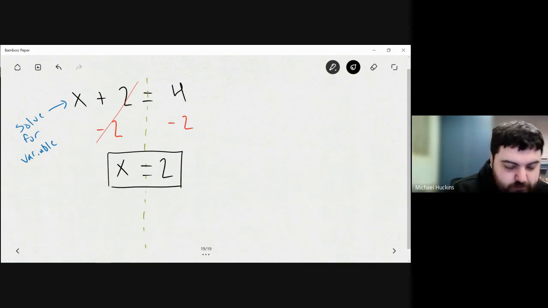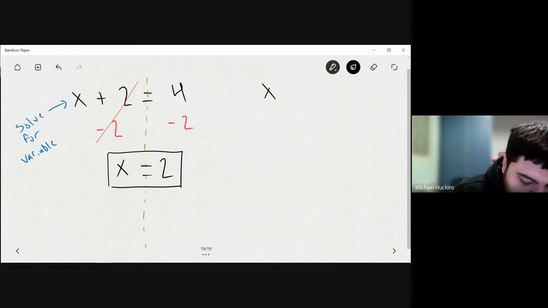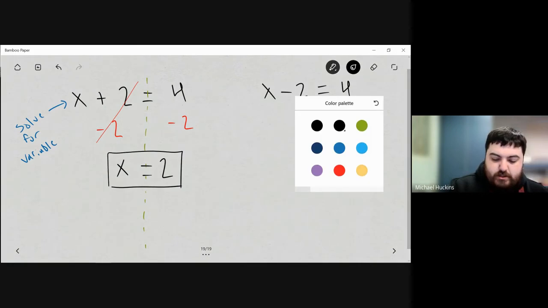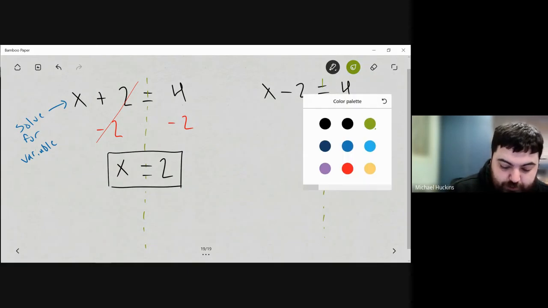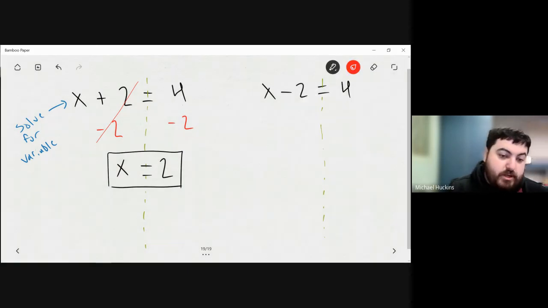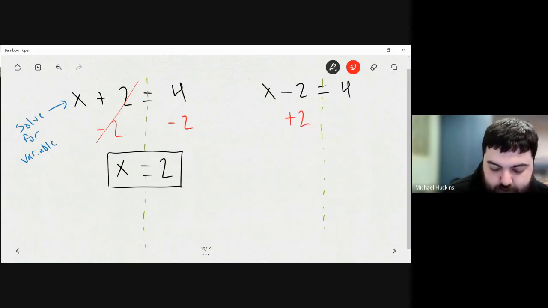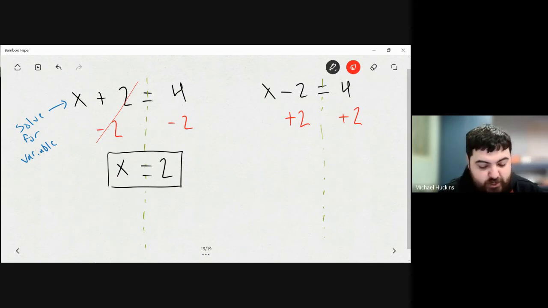We'll also now take a look at an example where we have to use the opposite inverse operation. So if I have instead x minus 2 equals 4, again, we want to remember our equal sign. It's like a mirror. What happens on one side of it should happen on both. The inverse operation of subtraction is addition. So I should add 2 to both sides of the equation, because then we get to this step where we can actually simplify our expression.